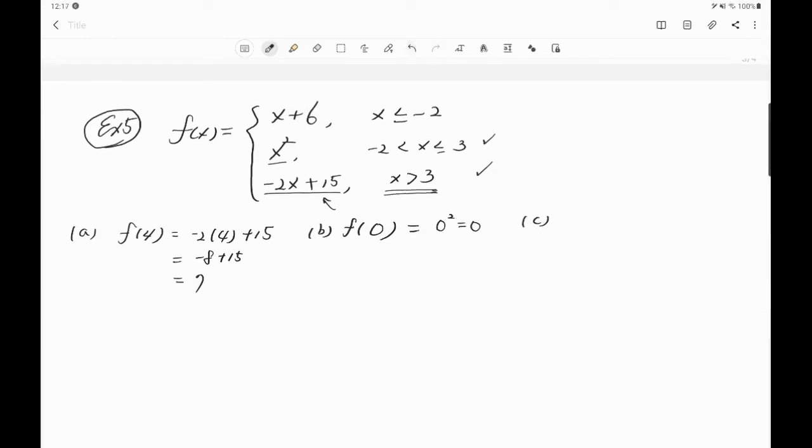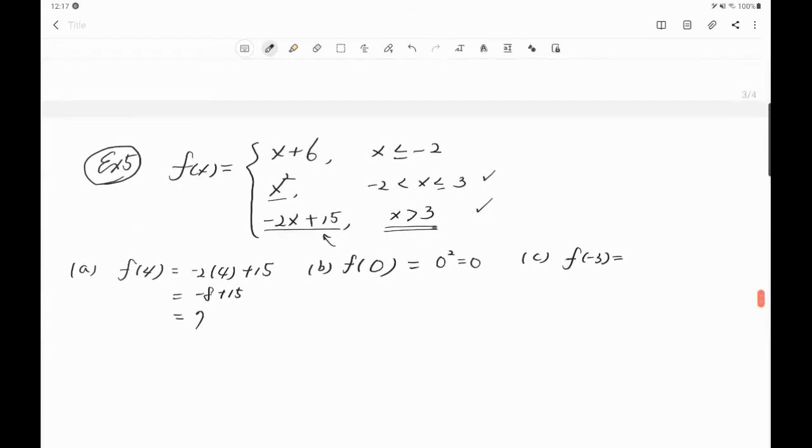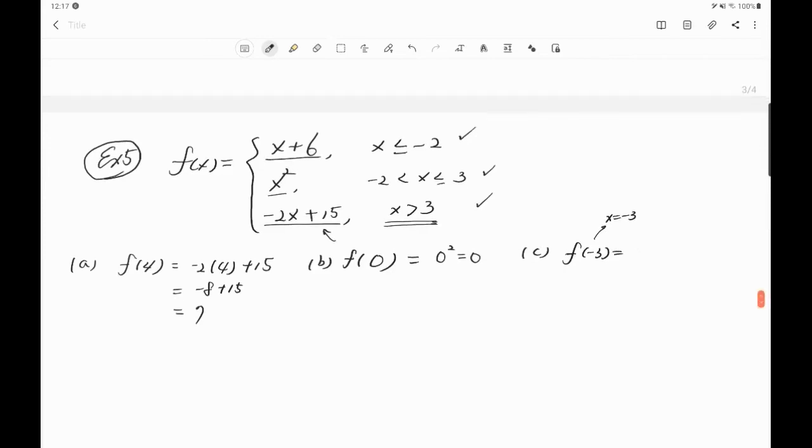Okay, that is f of negative 3. The value x is negative 3. So negative 3 belongs to where? This one. So we will use the first expression. Replace x with negative 3. So that will be 3, right? 3.